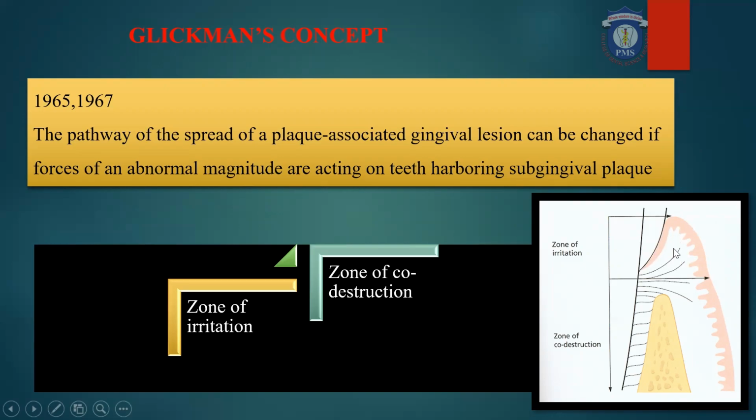But when the inflammation extends from the gingiva into the supporting periodontal tissues, the plaque-induced inflammation enters the zone which is influenced by the occlusion. In that condition, the zone of irritation is changed to the zone of co-destruction. That leads to destruction of periodontal ligament fibers and alveolar bone. So Glickman's concept shows that the pathway of spread of a plaque-associated gingival lesion can be changed if forces of abnormal magnitude are acting on the teeth harboring subgingival plaque.